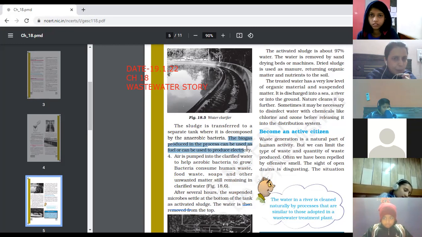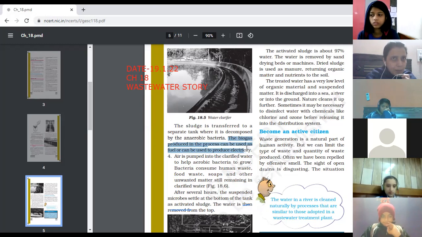Kindly keep on marking the questions. So biogas is produced, and where is it produced? When the anaerobic bacteria work on the sludge, and that biogas produced can be used as a fuel and can be used to produce electricity. Kindly mark this one question.